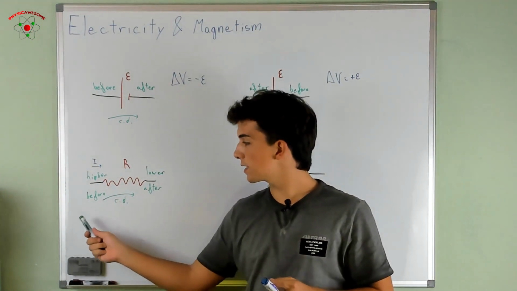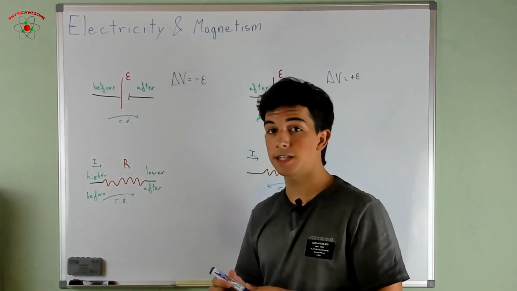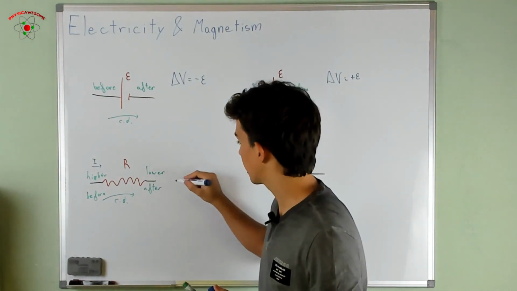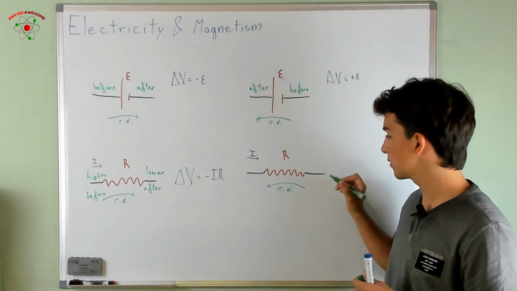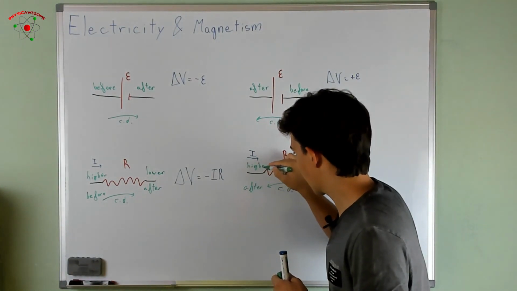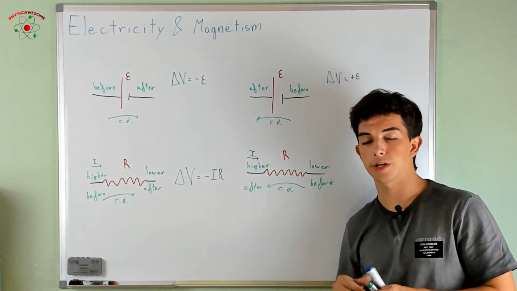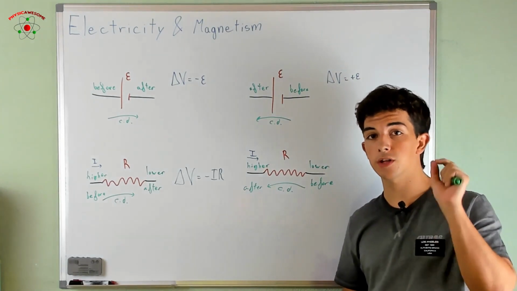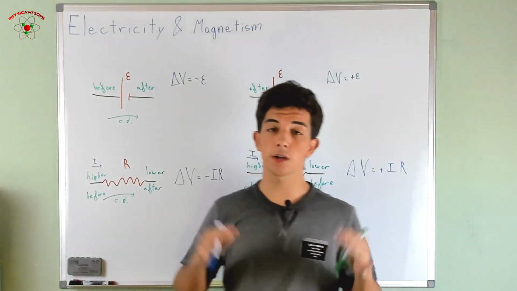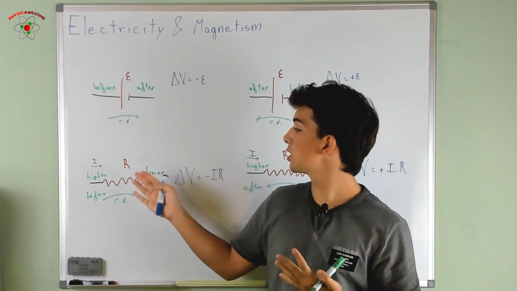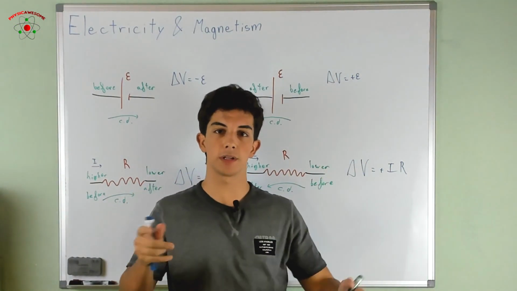We see that in this case, we're going from higher to lower. Therefore, the change in potential is going to be negative. However, in this other case, we're going from lower to higher. It's opposed to the current direction. Therefore, the change in voltage is going to be positive. And this summarizes the change in voltage across these single elements once they are isolated from the entire circuit.